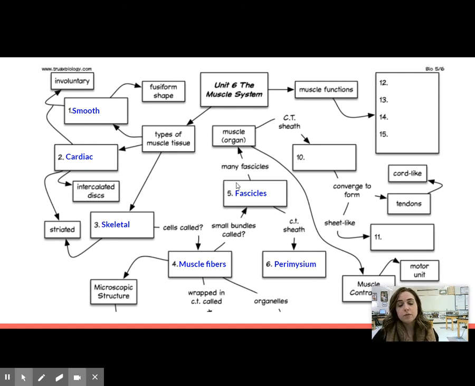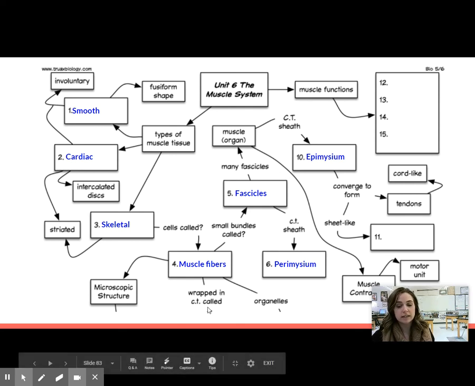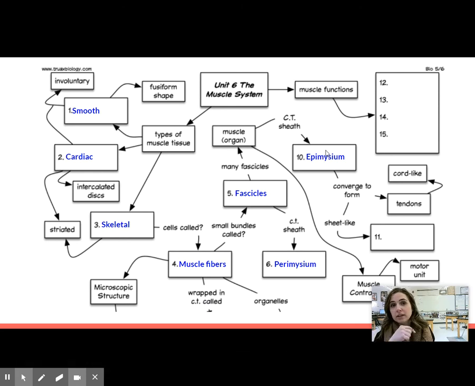But then if we take all of those fascicles, take them all together, wrap them together, we get our whole organ. The very outside of that organ is wrapped in its own connective tissue sheath. And then that outer covering is what ends up forming the cord-like tendons, which would be your epimysium. Good. If you haven't already figured out, the connective tissue wrap down here is going to be not epimysium, but your inner endomysium. We'll get to that in a minute.